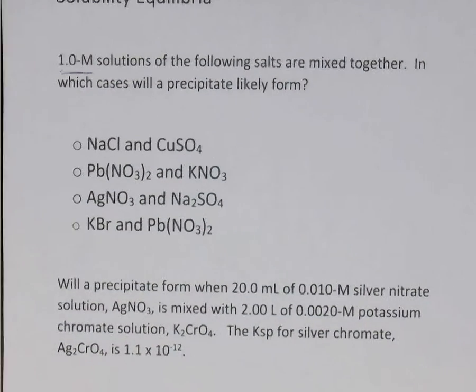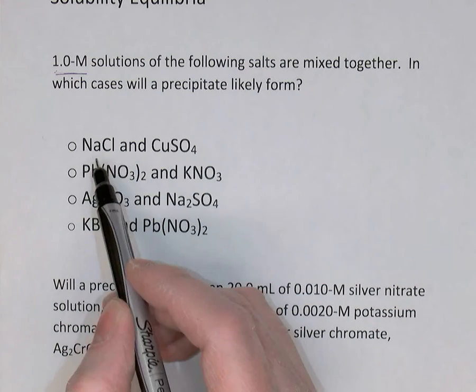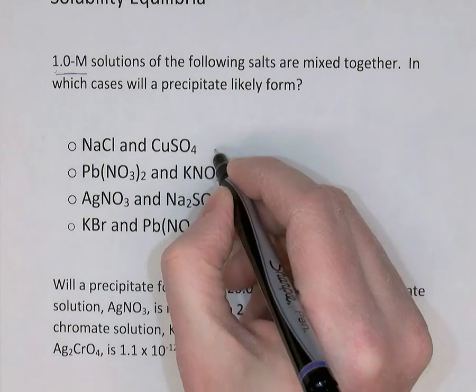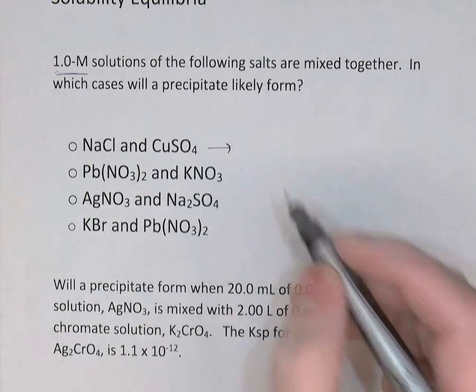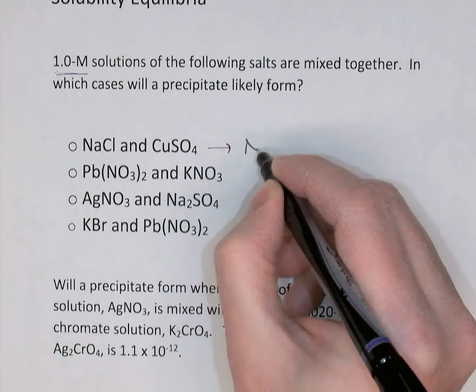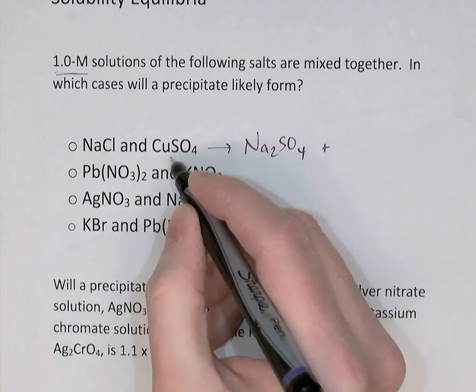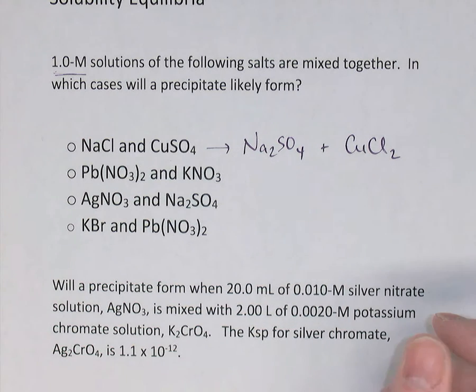So if we look at the first question here, we're mixing 1 molar solutions of sodium chloride and copper 2 sulfate. If you think about this, when we mix them, a double replacement reaction may occur. So we're going to get sodium sulfate, which is Na2SO4, and copper chloride, copper 2 chloride, CuCl2. So those are the 2 salts which might form as a result of mixing.